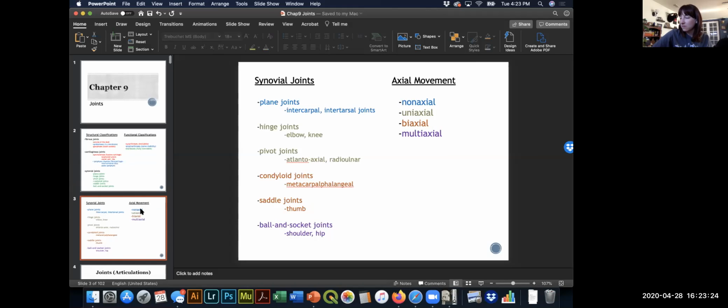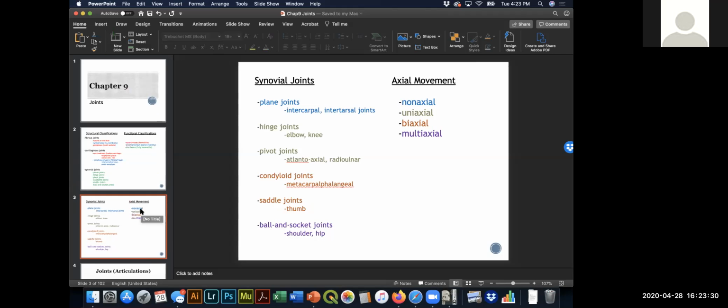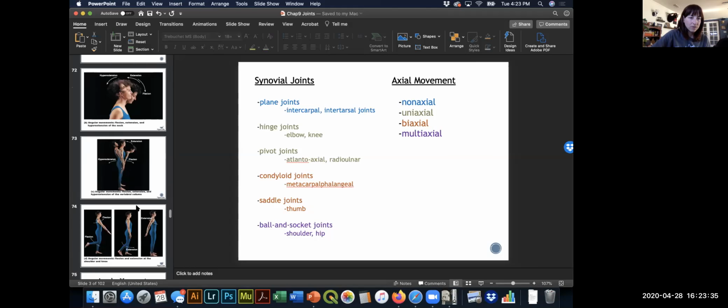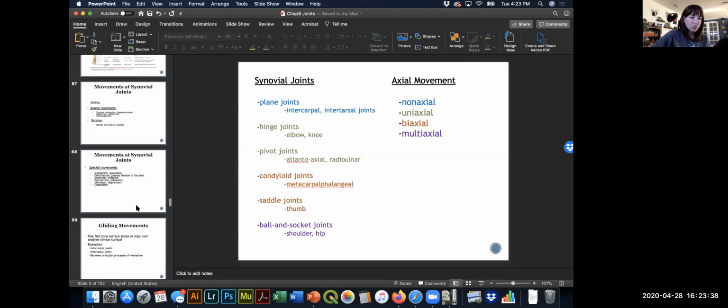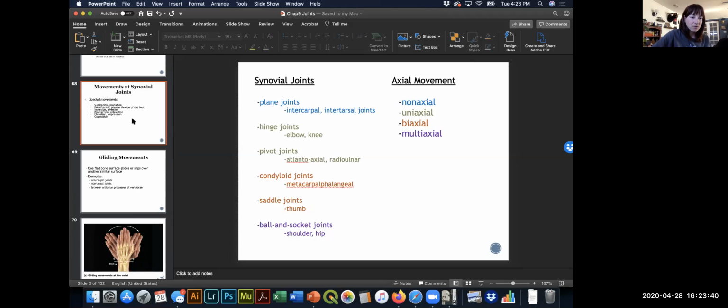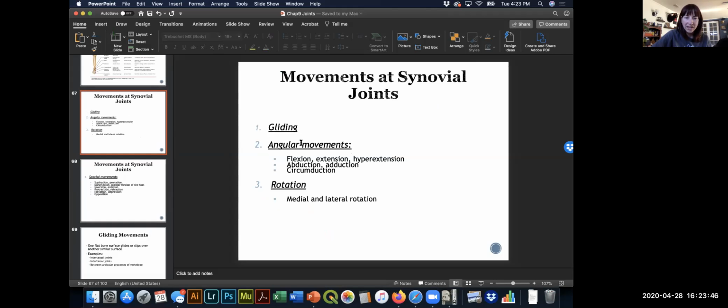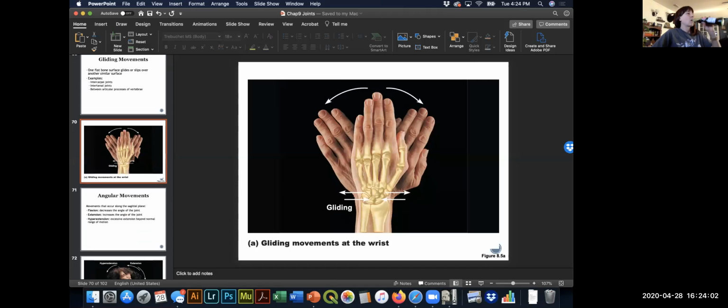All right, what else, you guys? We talked about a lot already. The different types of movements, maybe. These ones get weird. Movements of synovial joints. Okay, so here we go. Our special movements as opposed to our angular. Don't worry about angular versus special movements. Just know the definitions of flexion versus extension, or be able to recognize them in a weird picture like this.